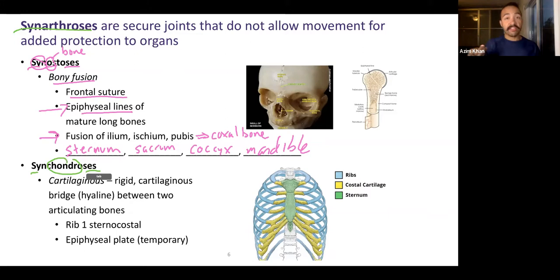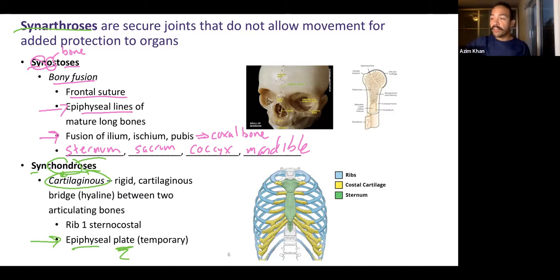The last one here is a synchondrosis. Syn means together, chondro means cartilage. So it's bone to cartilage. A synchondrosis is bone to cartilage. We've seen this once again with our epiphyseal plate. The epiphyseal plate when you're younger, which is obviously temporary if you're going to get older, is a synchondrosis that matures into a synostosis, and it shouldn't move much or at all because it's there to support.